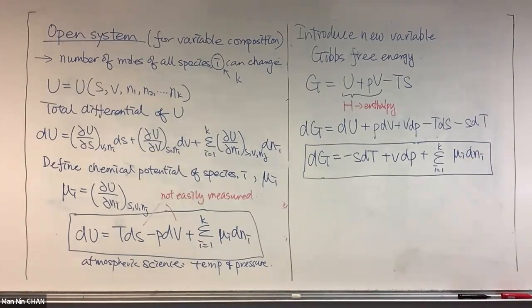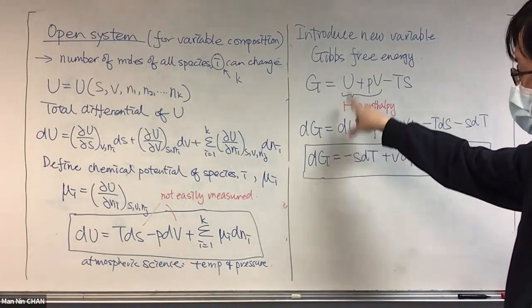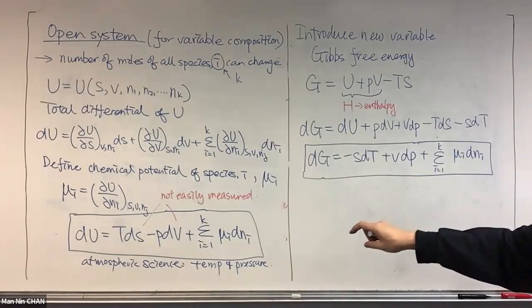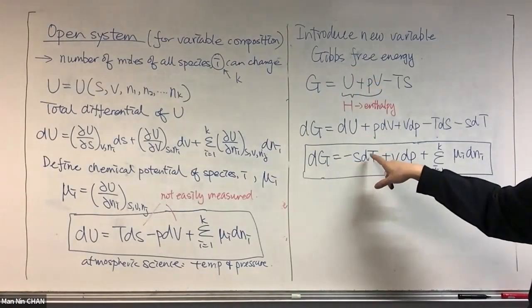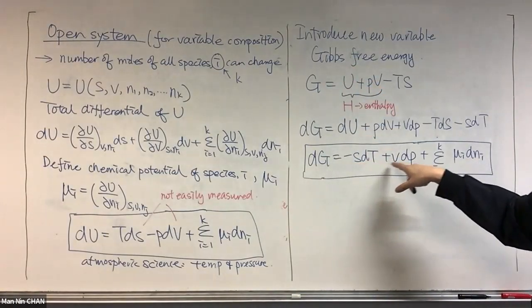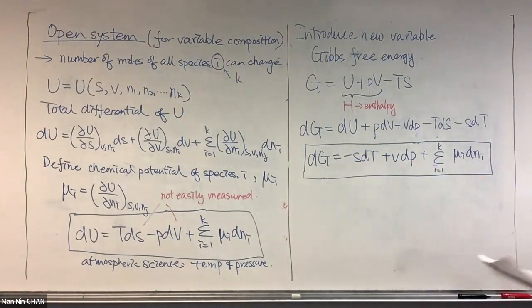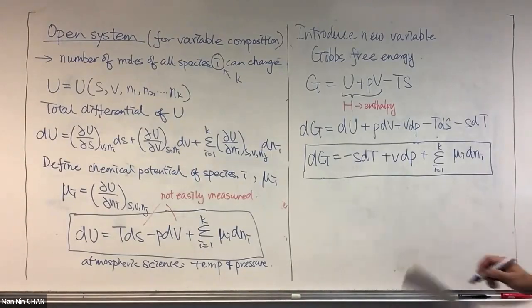Before we move on, if you look at this equation, you are looking at parameters that can be measured. The change in your Gibbs free energy of the system depends on the change in the temperature and the change in the pressure, which are parameters that are easier to measure, and also the change in your composition here.